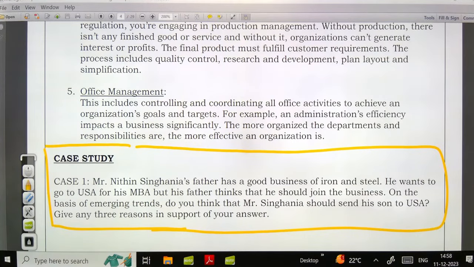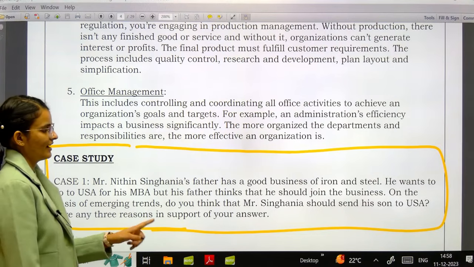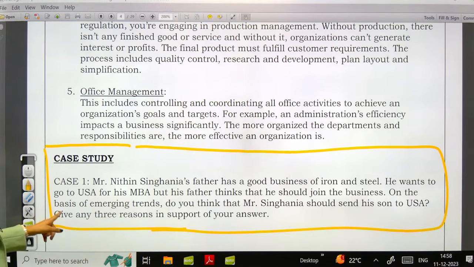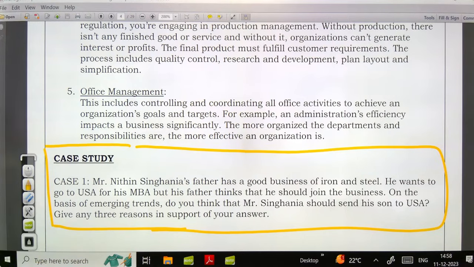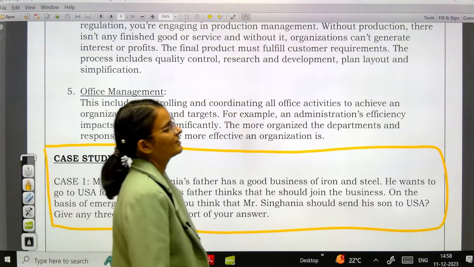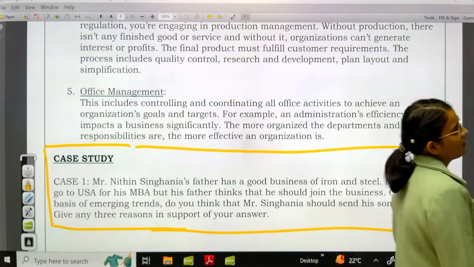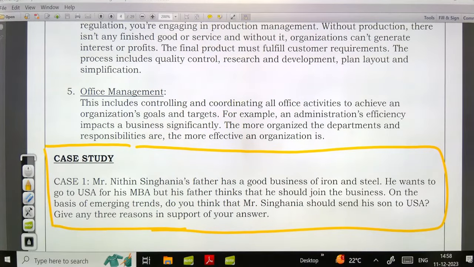A small case: Mr. Nitin Singhania's father has a good business of iron and steel. He wants to go to USA for his MBA, but his father thinks that he should join the business. On the basis of emerging trends, do you think that Mr. Singhania should send his son to USA? Give any three reasons in support of your answer. You can quickly tell me in the comment box why he should send or should not send his son to the USA.